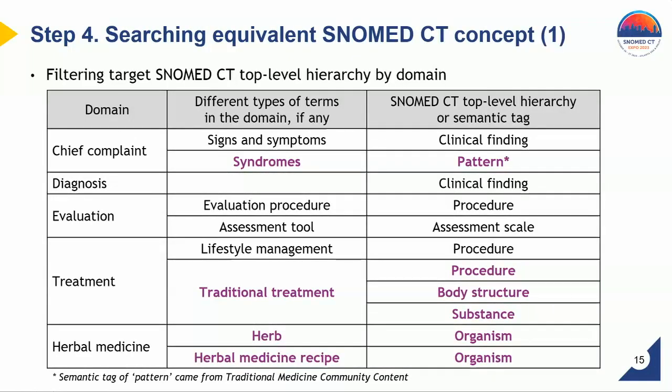Then we moved on to step 4, searching equivalent SNOMED CT concepts. We first filtered target SNOMED CT top-level hierarchy by domain as presented in this slide. This was considered in the process of finding a semantically equivalent SNOMED CT concept. Before moving on, there are a few things in purple I would like to highlight. I will talk about 1, semantic tag of pattern, 2, traditional treatment terms in the domain treatment, and 3, herbal medicine domain.